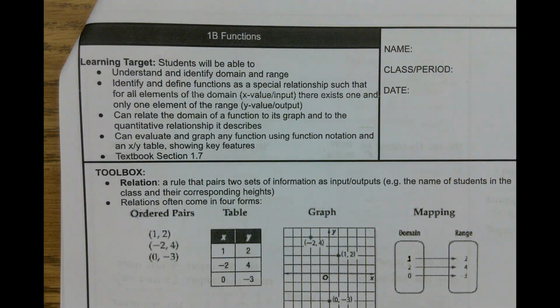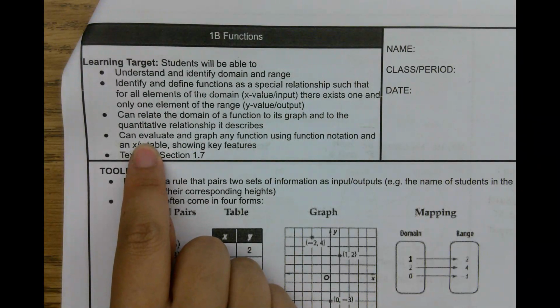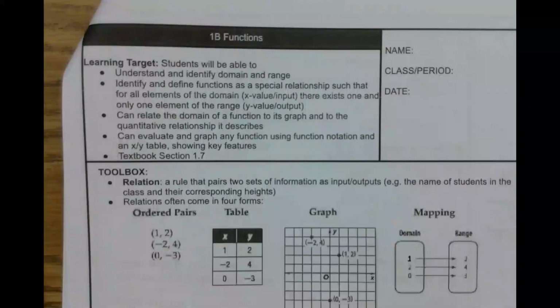Hey guys, welcome to the second part of 1B functions. Last time we talked about how to identify functions, how do we know if a relationship is a function. This time we're going to be talking about function notation and evaluating functions. So we're hitting this learning target right here, that you can evaluate any function using function notation. And that will help us with our next lesson on graphing.